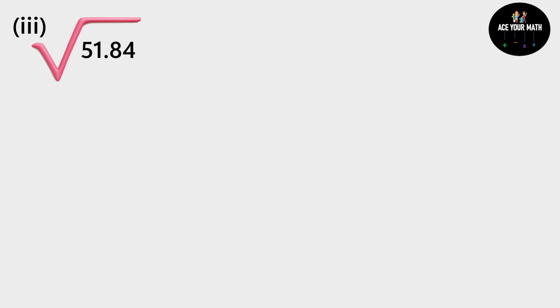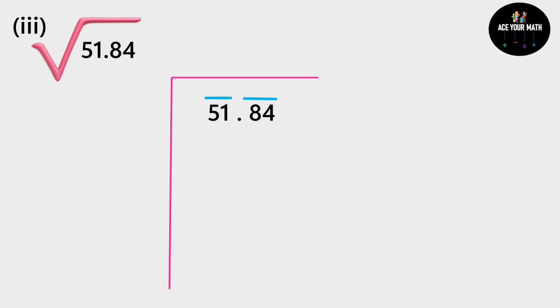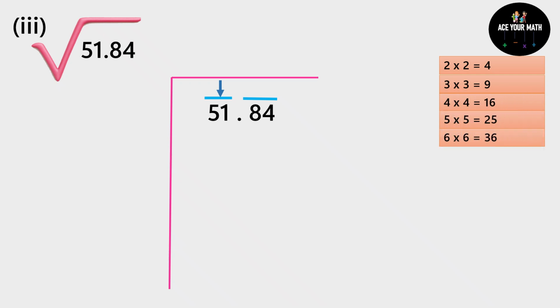Now let's try another one. Write down the number. It is 51.84. Put lines. Now start forming groups. So first we will consider the first group, which is 51. Write down squares of numbers so that the value is less than 51. So 6 square is 36, 7 square is 49, and 8 square is 64. It means 7 square you will consider.